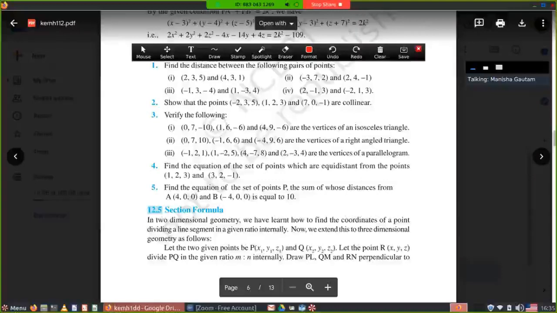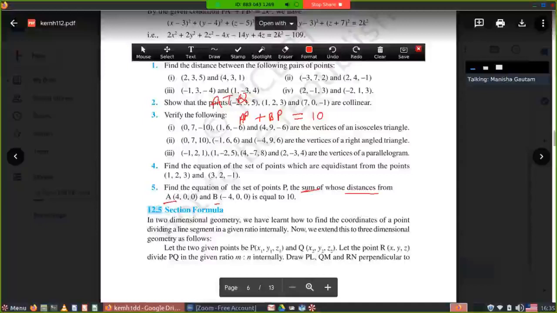Find the equation of the set of points, the sum of whose distances from point A and point B is equal to 10. It means P is any point whose distance from A and from B, the sum of these will be equal to 10. It is given according to the question.